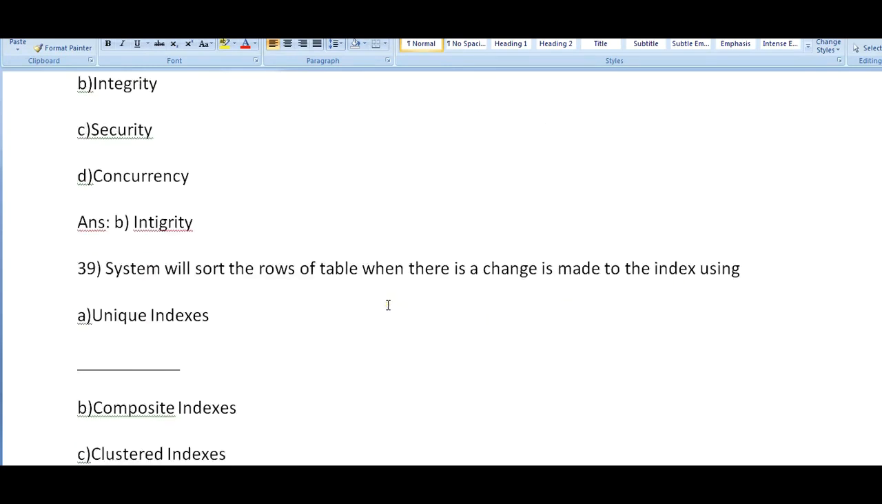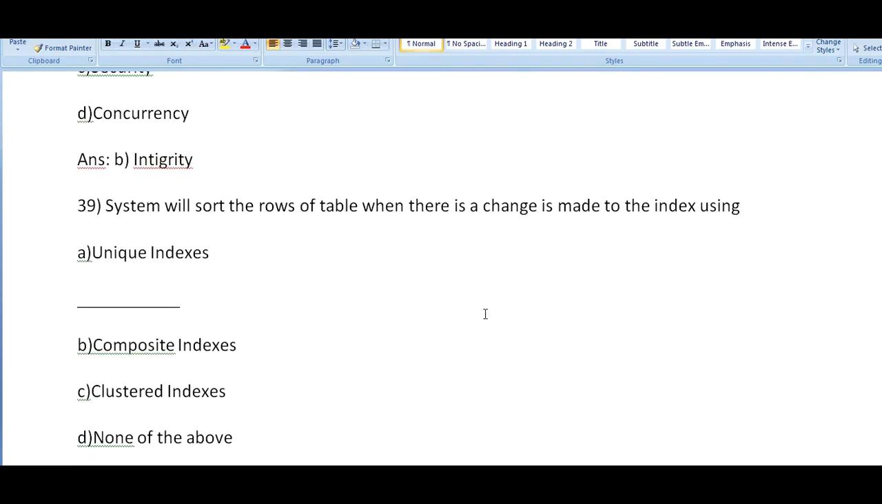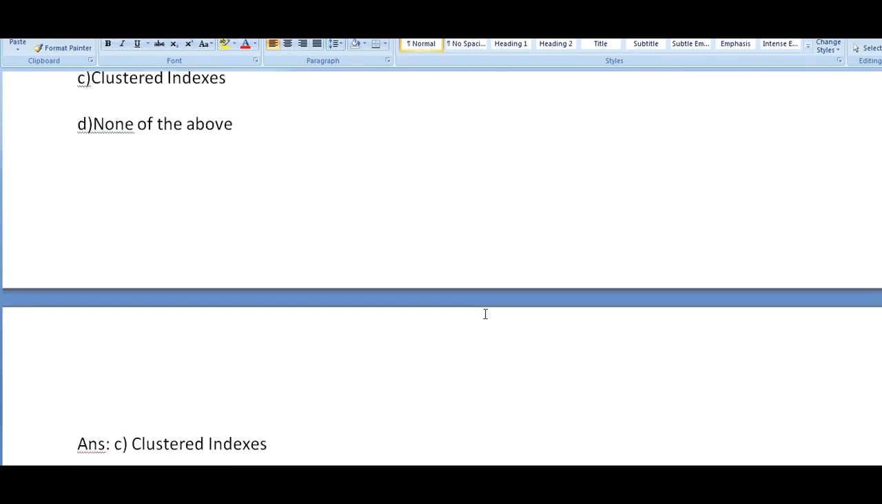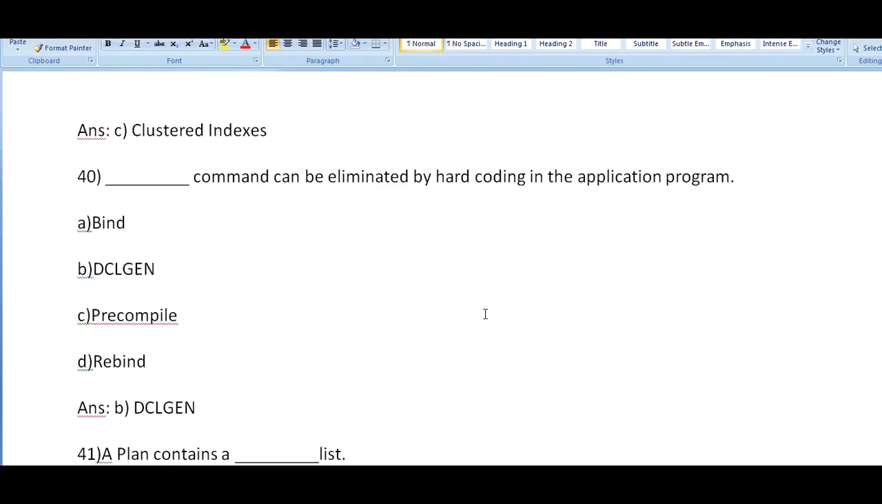The system will sort the rows of the table when a change is made to the index using unique indexes, composite, clustered, none of the above. It's clustered indexes. The dash command can be eliminated by hard coding in the application program: DCLGEN.